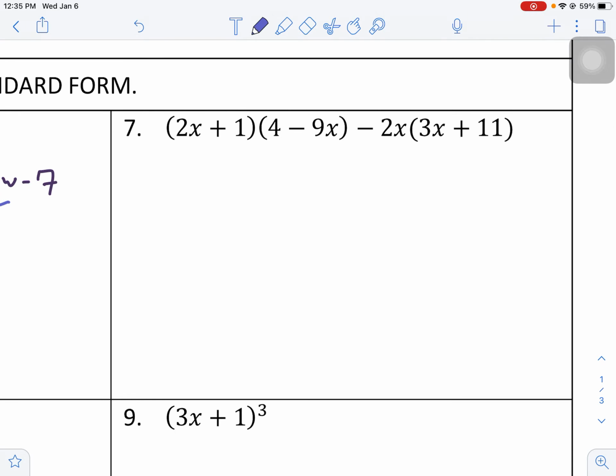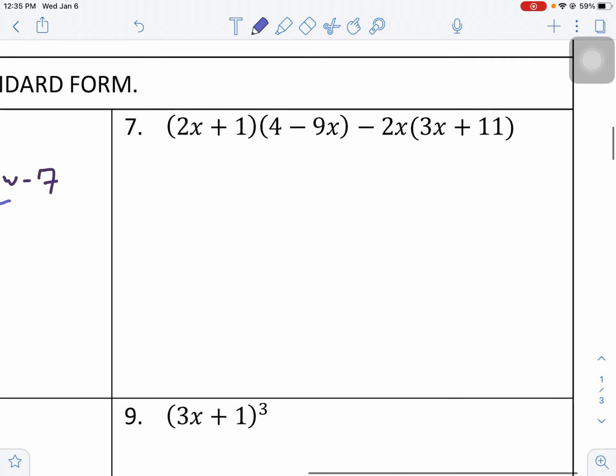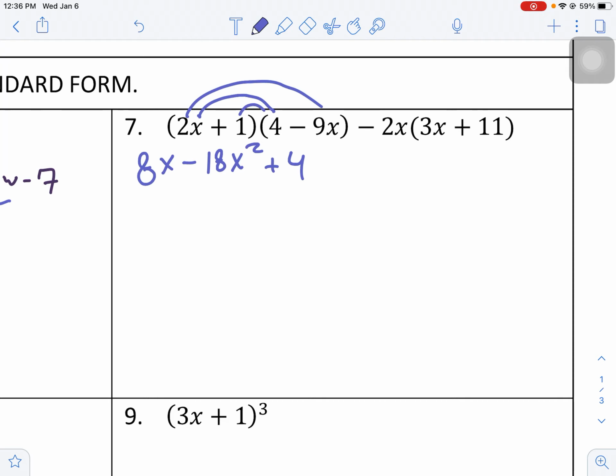All right, next we have 7. So this is just FOILing, so first we would get 8x. Outside would be 2x times negative 9x, so that's negative 18x squared. Inside would be 1 times 4, which is positive 4.